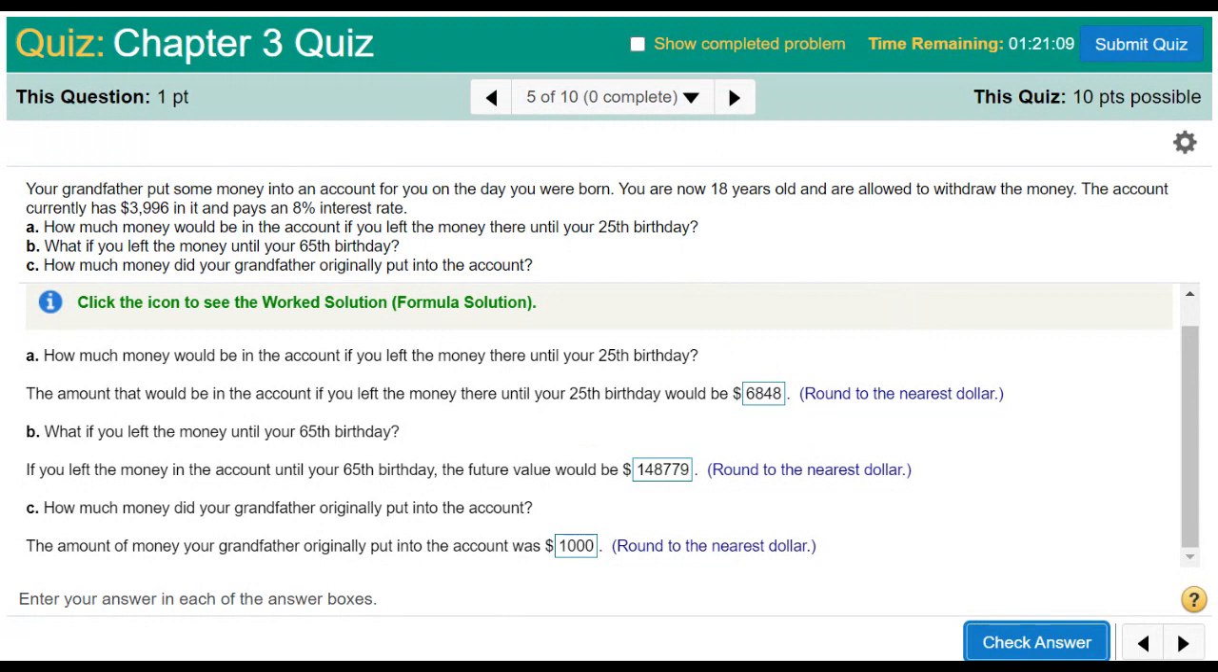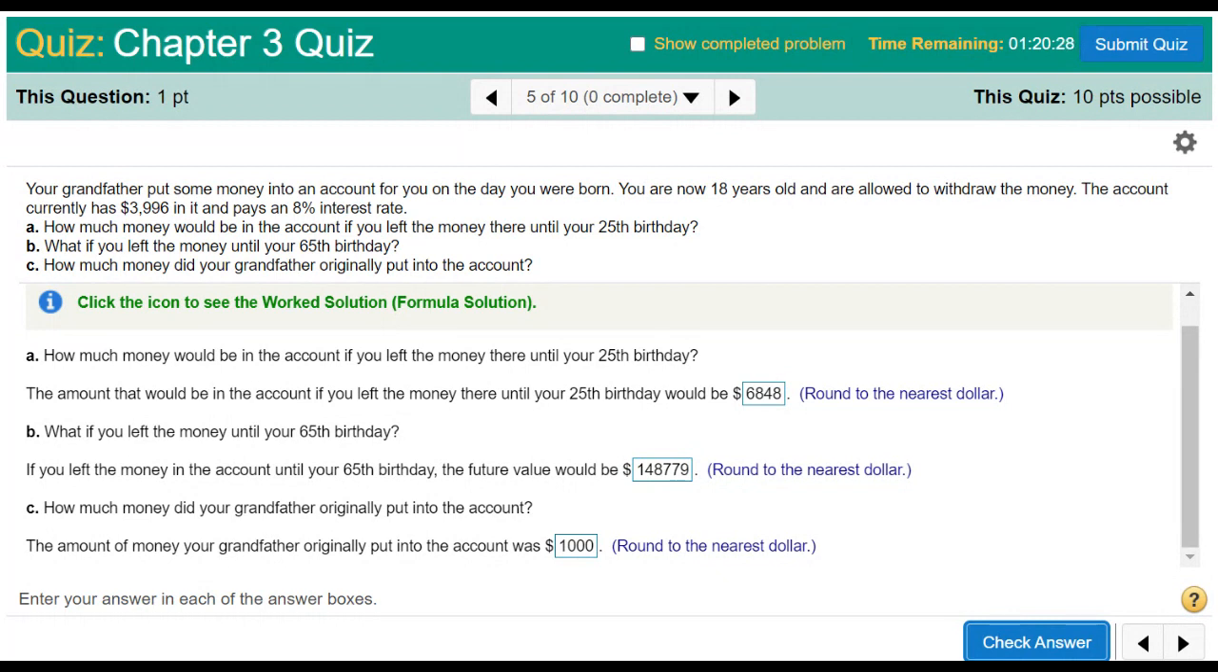If he leaves the money until he's 65, right? So it's 65 minus 18, which is 47. So N equals 47. And then I/Y is 8%. Okay. Present value payment is 0. Present value is 3,996, and you compute for future value.